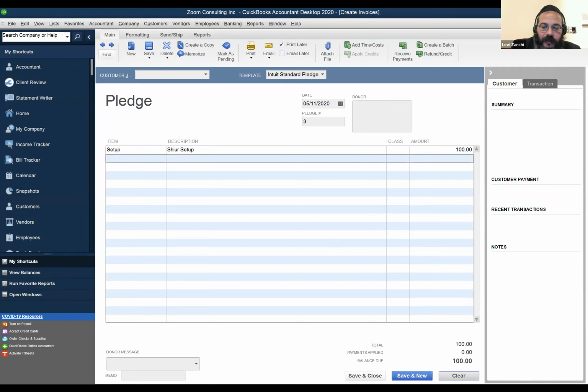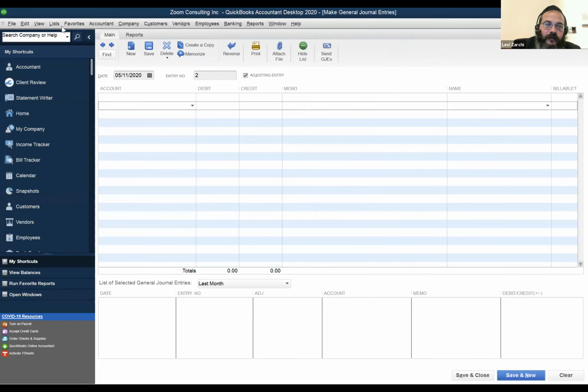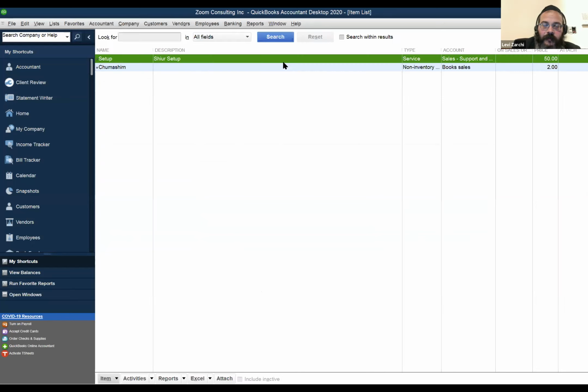That's regarding the pledge. What happens if he walked in and he actually donated? Again, there are many ways to do things in QuickBooks. If it was cash, I could go through banking. I would use the bank register.